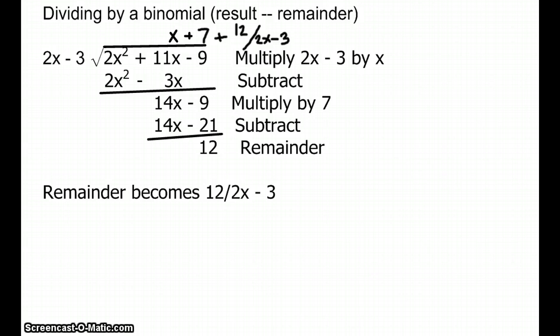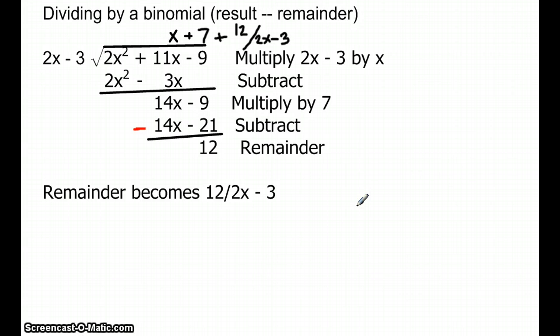How many times does 2x go into 14x? It goes in 7 times. I multiply that by 7. 2x minus 3 times 7 is 14x minus 21. And I subtract both of those terms. Don't forget to subtract both. So this then becomes a positive 21. So you have a remainder of 12.